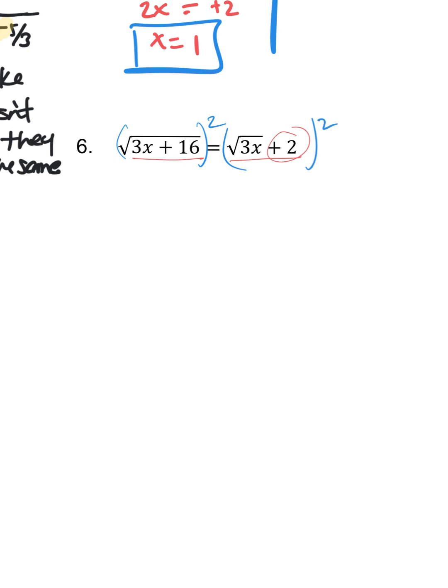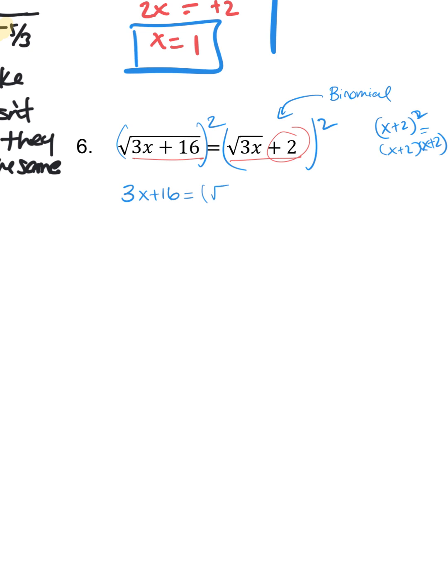Remember, if you look at this carefully, this is a binomial. It's just as if you had x plus 2 squared. Well, if I see something like that, I know it's written twice, so therefore I'm going to have to FOIL it. Okay, so you're going to have to FOIL this. So underneath here, on the left it's just going to be 3x plus 16. On the right, we're going to FOIL.